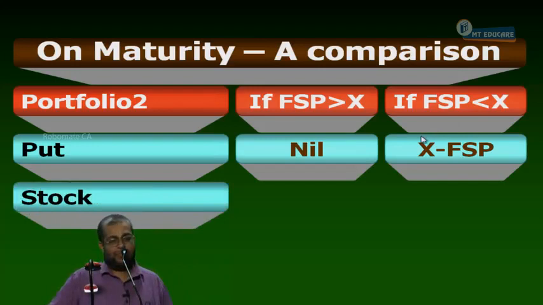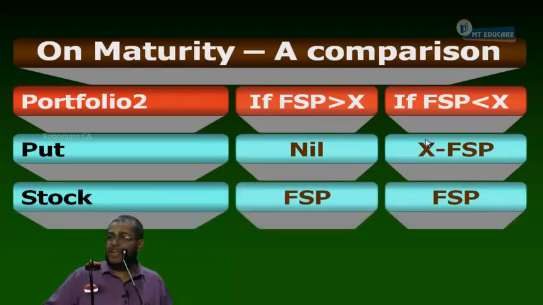Today the share price is the spot price. What is the share price on maturity date? FSP. So the value of the share is FSP. Today the value of the share is the spot price. After 3 months, what is the value of the share? The future spot price.